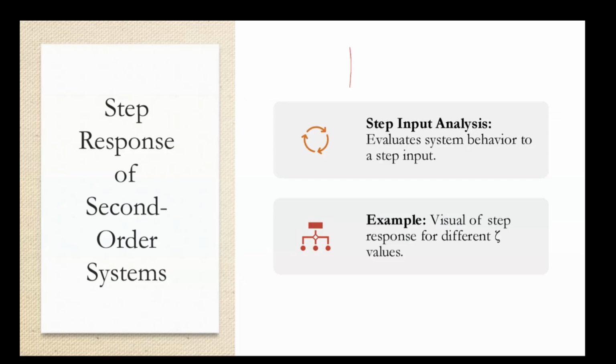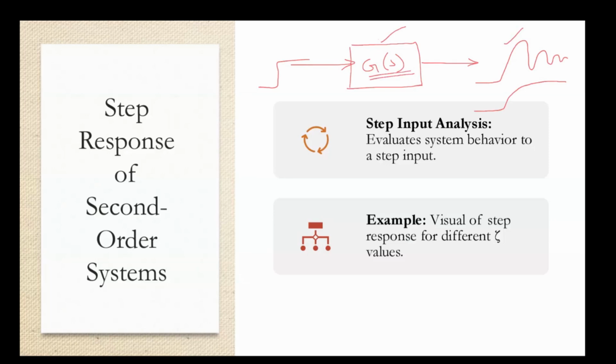When you give a step input to the second order system, you can have different kinds of oscillations, so a different kind of output response. It can be oscillatory, it can be critically damped without any oscillations, or it can be an over damped system. So based on the characteristics, we can determine what kind of response we get for a step input.